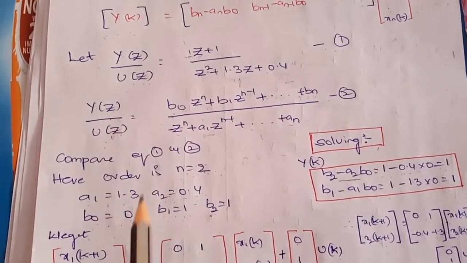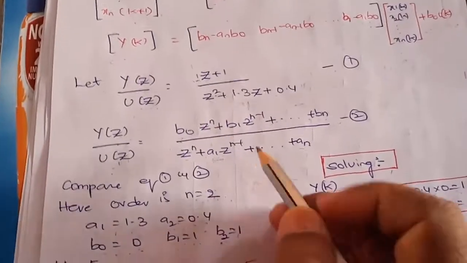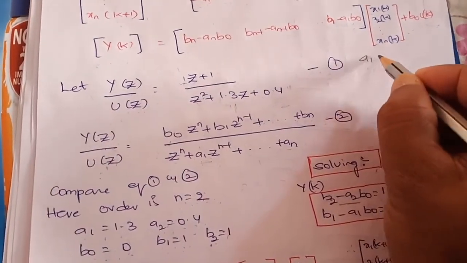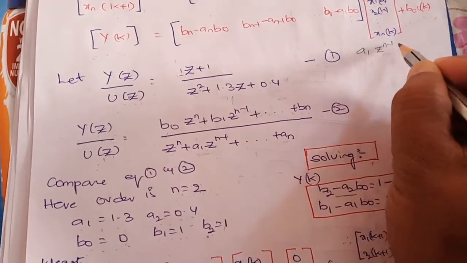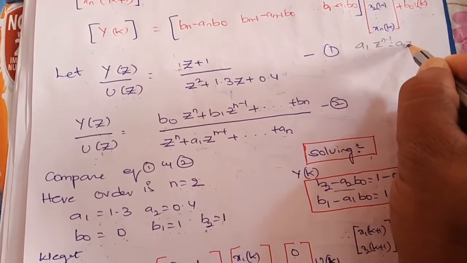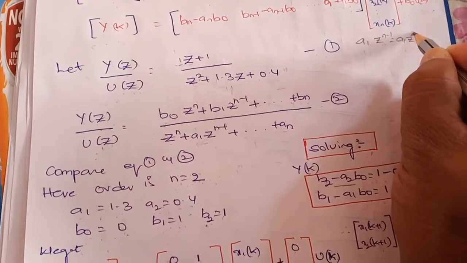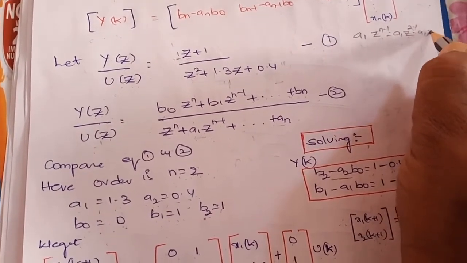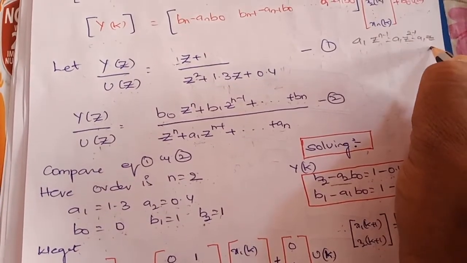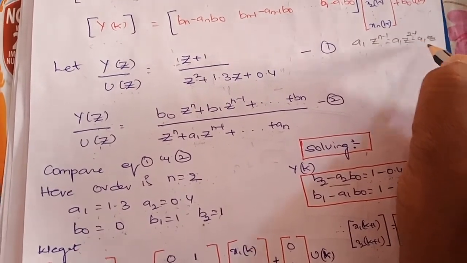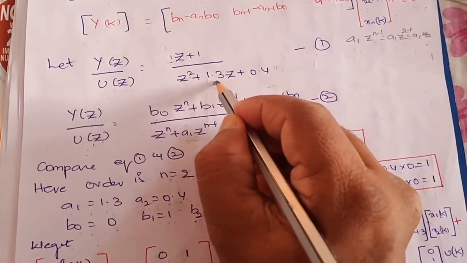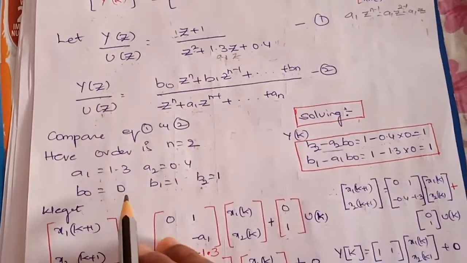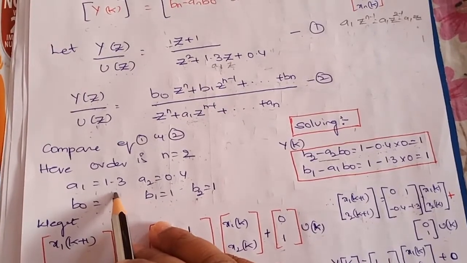Let us see how to find those values. Let us first compare the denominator. That is a1 z^(n-1). Substitute n value, n is 2, so 2 minus 1 is 1, and z power 1 is z. That is a1 into z. Comparing this with the given question, this is nothing but a1 into z, so what is the a1 value? That is 1.3. Simply write a1 equals 1.3.